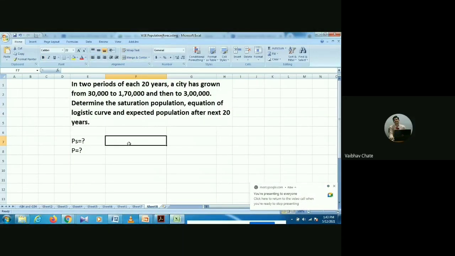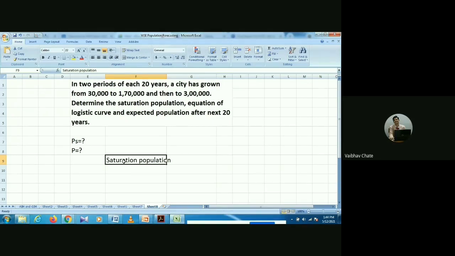Curve method is mainly used to find the saturation population. That means we are mainly finding the saturation population. That is the purpose that is being served by the logistic curve method. So in today's class, we are discussing the logistic curve method for forecasting the population. This is the last method I wanted to discuss with respect to population forecasting.